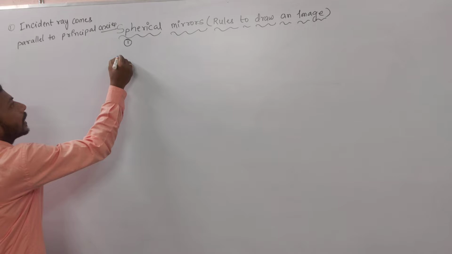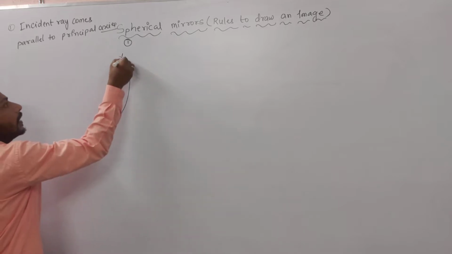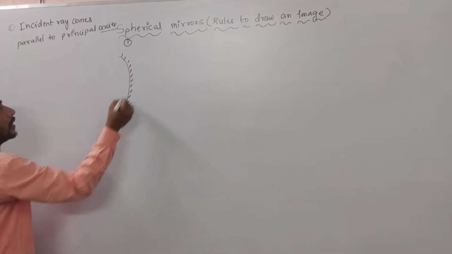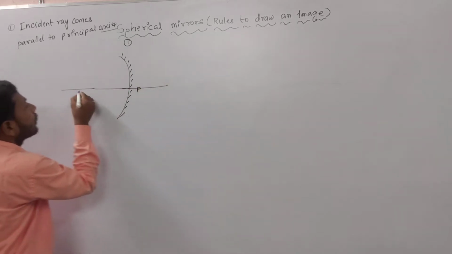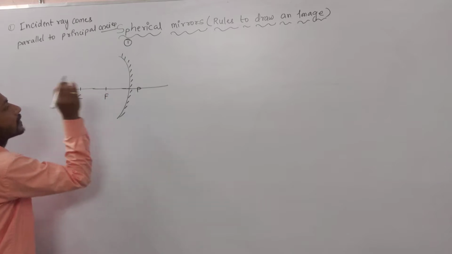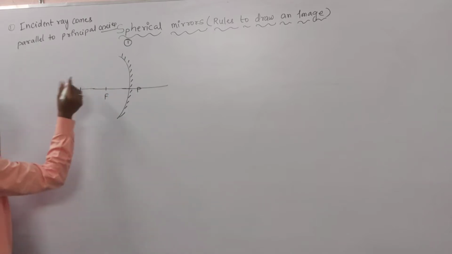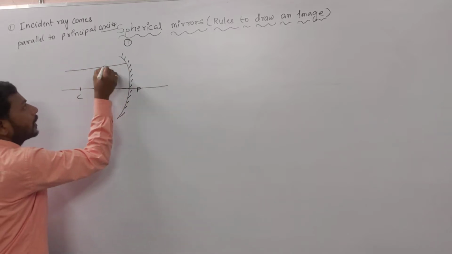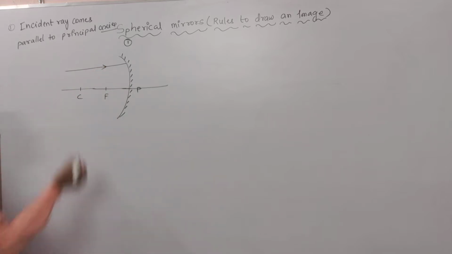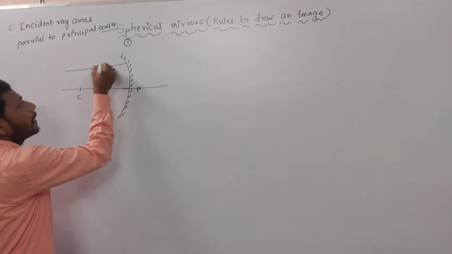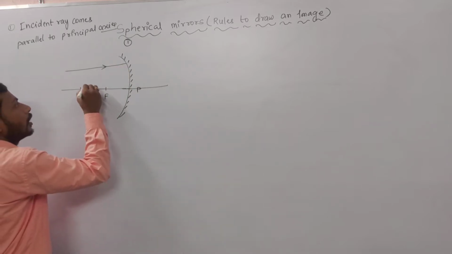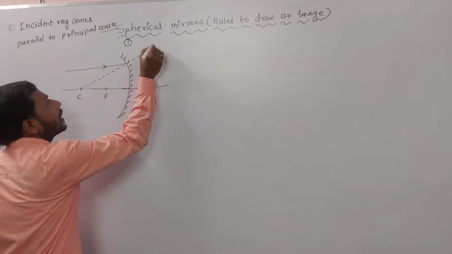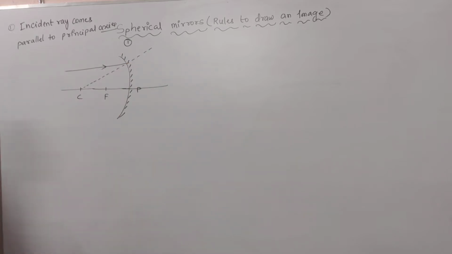This is the first rule. I have taken the diagram like this. This is a spherical surface. The midpoint of the mirror is the pole. This is the center of curvature. This is the focus. According to the condition, the ray is coming parallel to the principal axis, so this is the incident ray, represented by an arrow. This is the normal. Which is the normal? The radius is the normal.